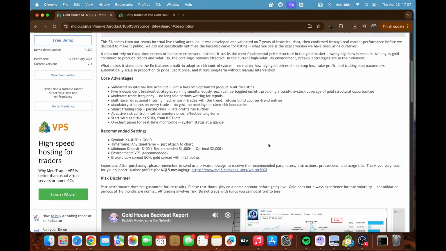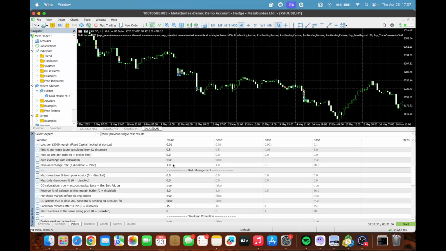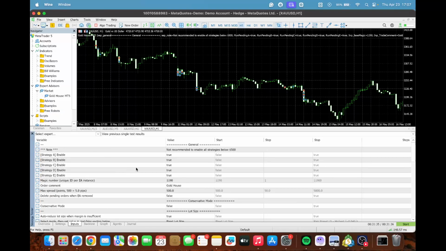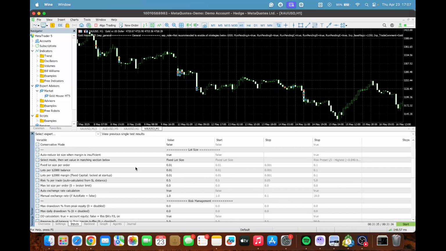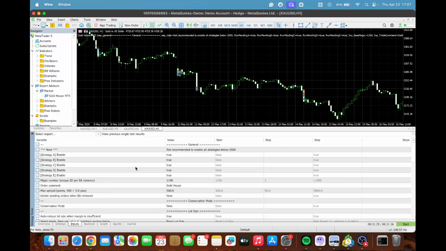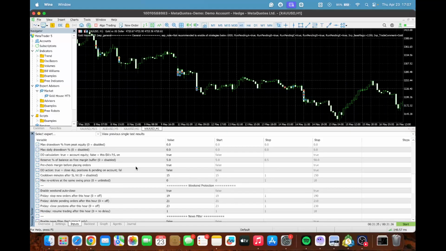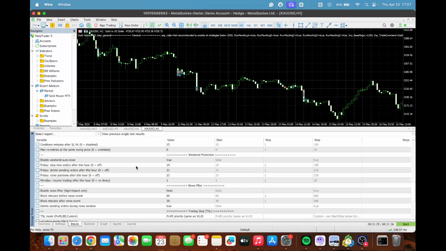And I would say that the settings that actually matter are the 5 strategy toggles, which you can change. They have 5 independent strategy toggles, and you can change this. But they also have the risk percent per trade, they have the max spread filter and weekend protection, and all of these control how the expert advisor behaves on a day-to-day basis.